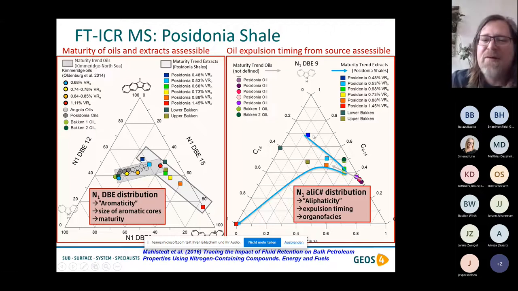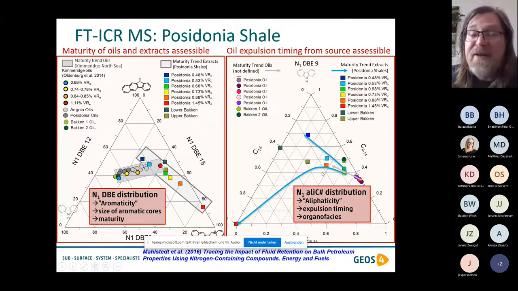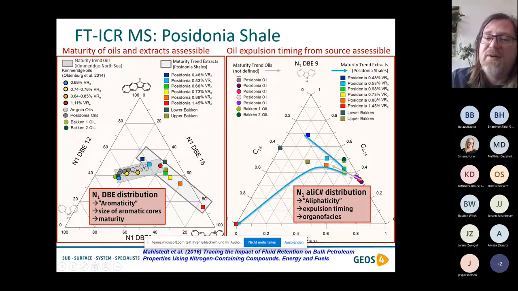The extracts have low aliphaticities at low maturity levels, which then decrease up to roughly 0.7% vitrinite reflectance, and then decrease again, probably mainly due to the expulsion of the oils. With the oils at 0.7% vitrinite reflectance, those alkylated carbazole structures were expelled. So using this Turner diagram, we can assess the oil expulsion timing from source rocks.